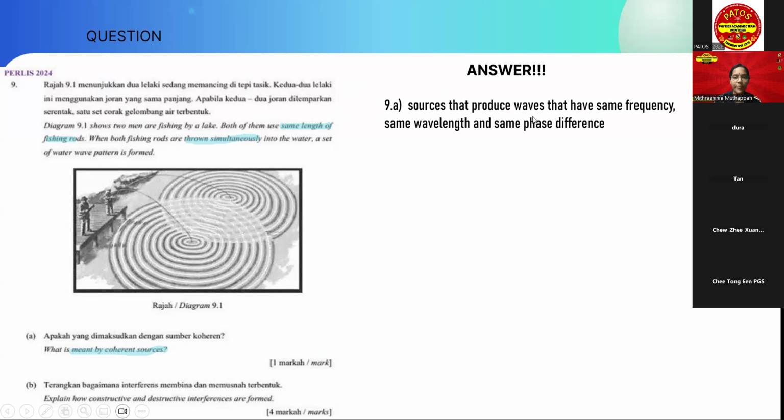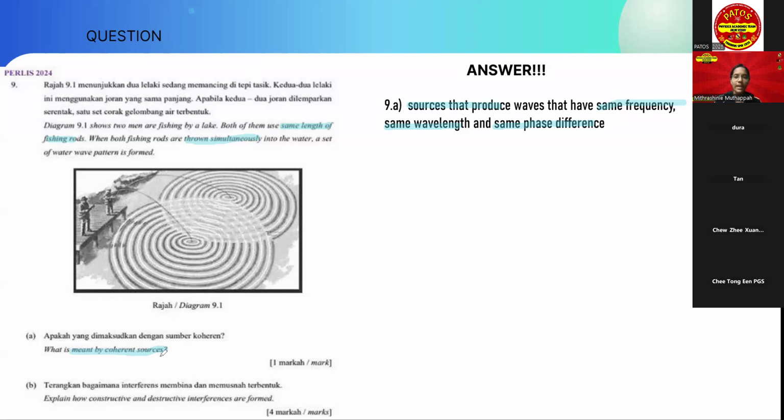Okay, sources that produce waves that have same frequency, same wavelength, and same phase difference. You see the keywords over here: same frequency, same wavelength, and same phase difference, and also the words sources that produce. Let's say if they ask about coherent waves, then you can write only waves that have same frequency, same wavelength, and same phase difference.